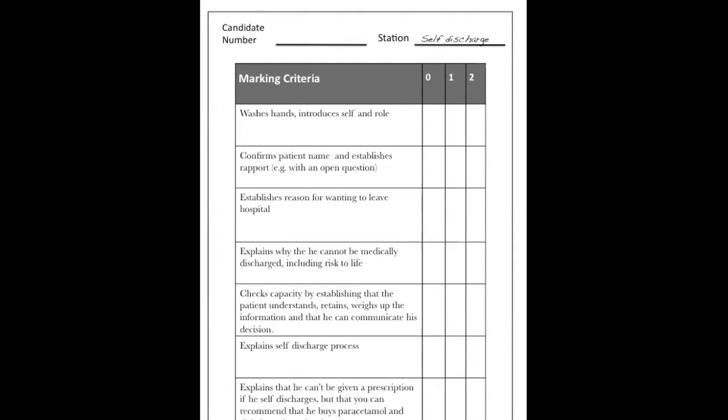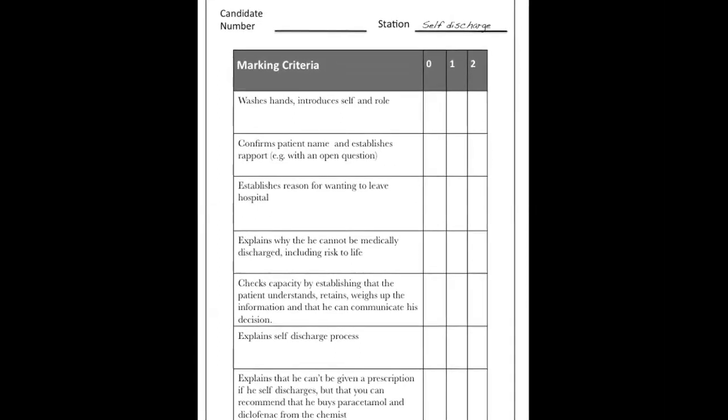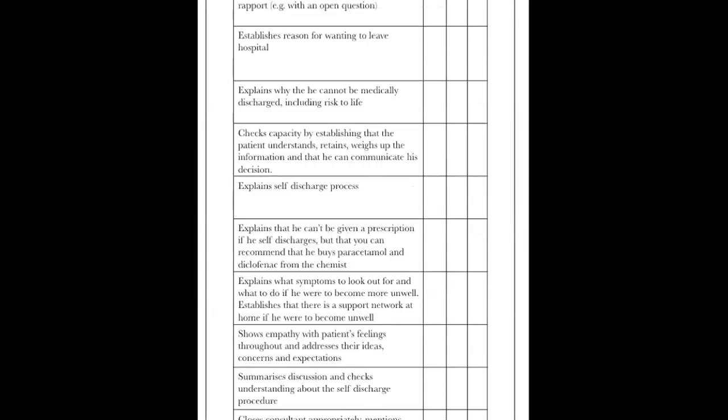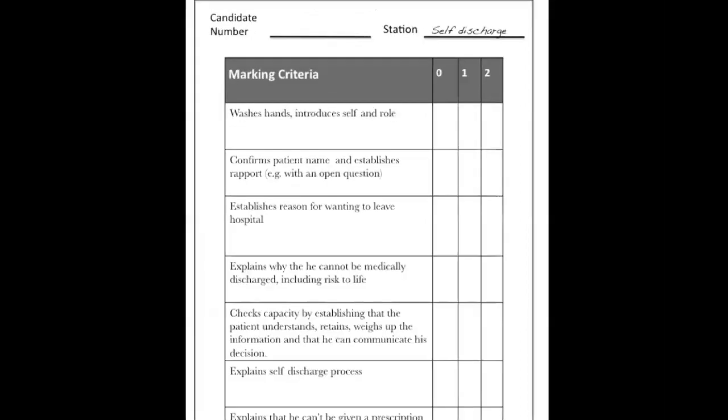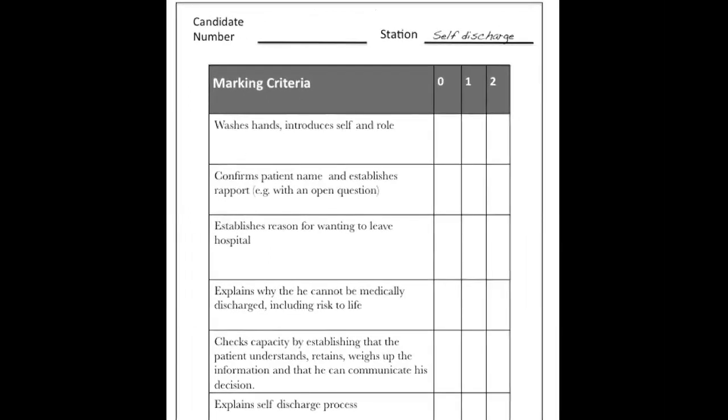Okay, this is the marking criteria for the patient, I think for one of the communication skills. This is a patient who wants to discharge against medical advice, and this is the marking criteria for this patient. When you go to the station, he will ask you, what is your number? Your number will be on a sticker on your t-shirt, written in big numbers.